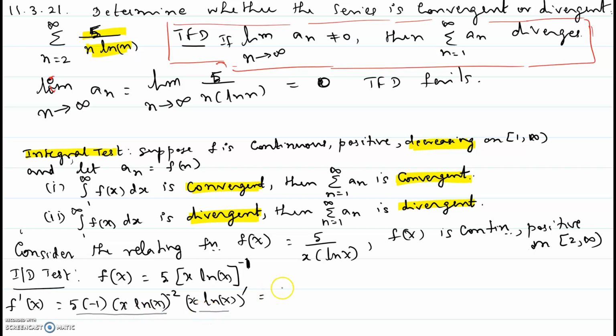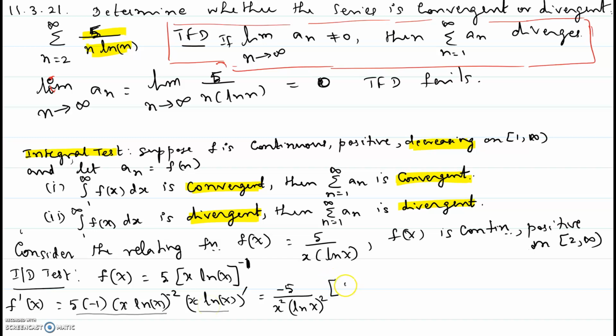So it is negative 5 over (x ln x) the whole power 2, positive 2, which is x squared ln x the whole squared if you bring it down, then we have to take the derivative of x times ln x.